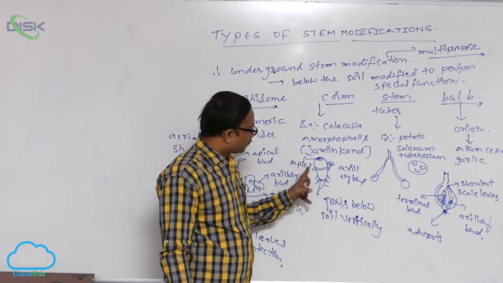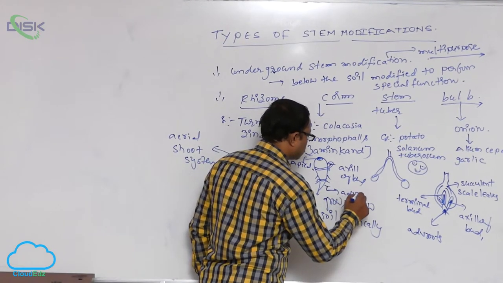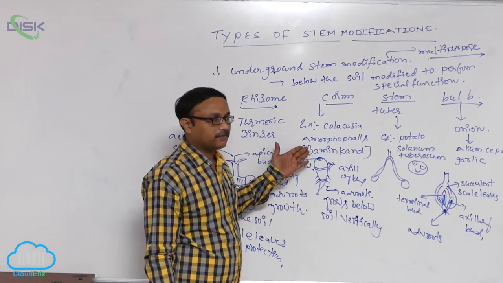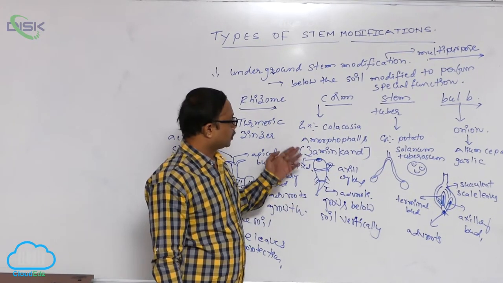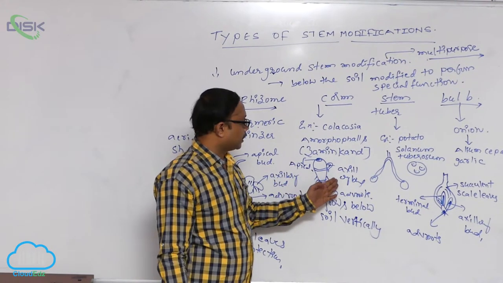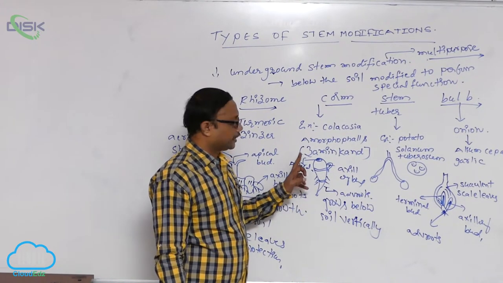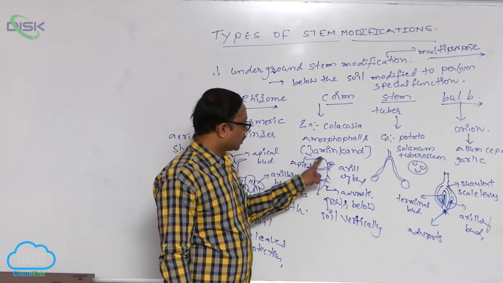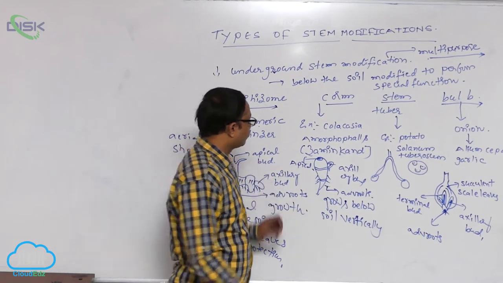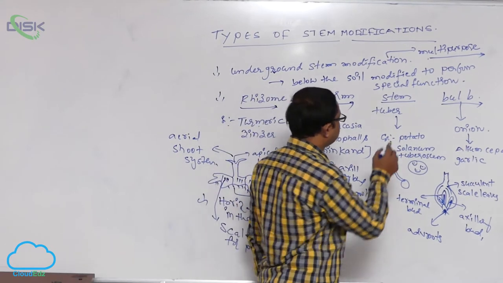The complete surface of the corm has adventitious roots. That is known as the corm. It grows below the soil vertically and contains axillary buds and an apical bud. Axillary buds participate in vegetative reproduction, and the apical bud produces the aerial shoot system. The total surface of the plant body is covered by adventitious roots. Examples: Colocasia and Amorphophallus.